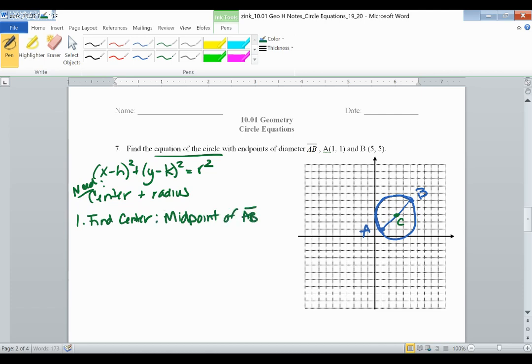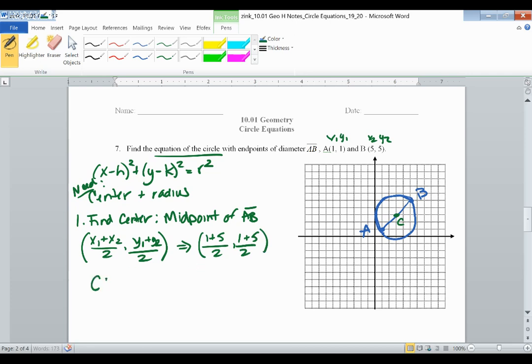of segment AB. So I'm going to take my midpoint formula, which is the average of my x's and the average of my y values, and I'll substitute in. So we'll call this x1, y1, x sub 2, y sub 2. So I've got 1 plus 5 over 2, and again, 1 plus 5 over 2. 6 over 2, 6 over 2. So my center is going to be 3, 3. So now I have my h and my k.